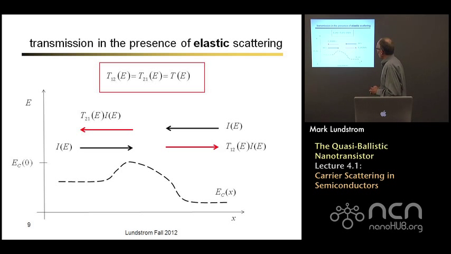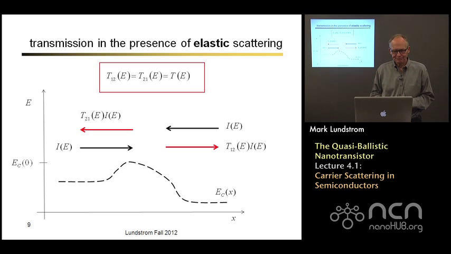Okay, now, what happens if the electrons that are injected do not change energy while they're crossing the device? We call that elastic scattering. And that can happen either left or to the right. And a very simple thing happens in this case.